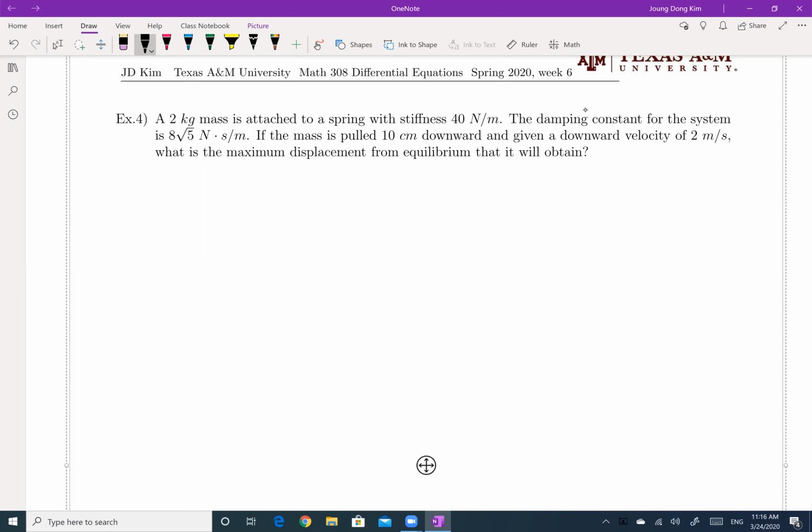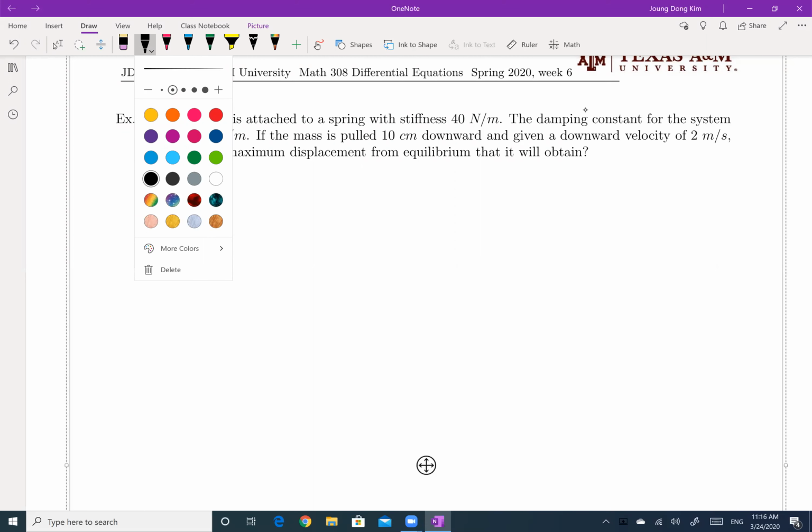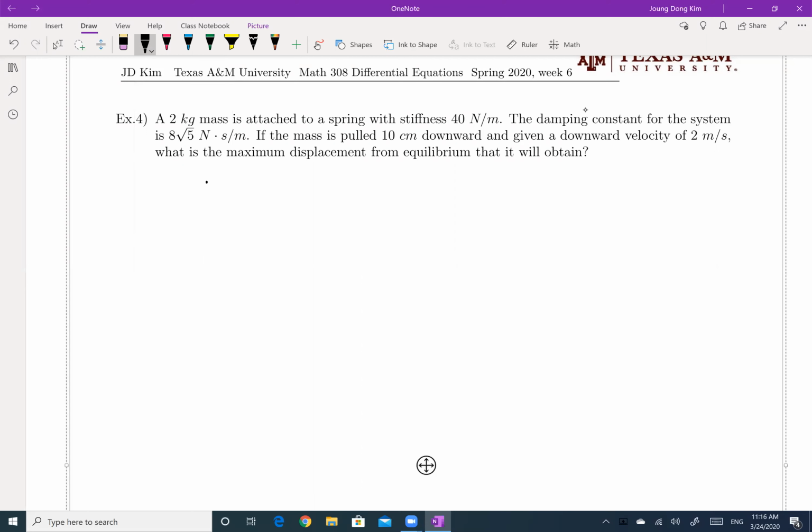So here we go. Since we know this model, we can write the differential equation for it: m u double prime plus gamma u prime plus k u equal to 0. There's no external force. For this problem, we're going to use SI units, which are kilogram, second, and meter, so I have to convert the centimeter part. We also have the initial conditions.